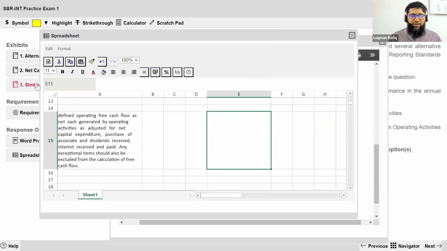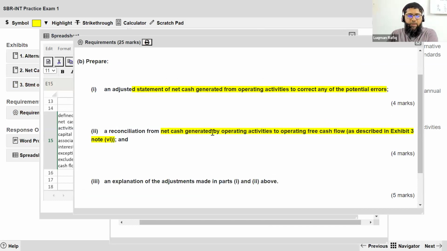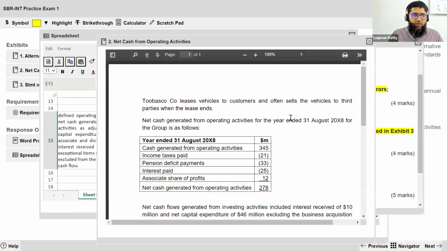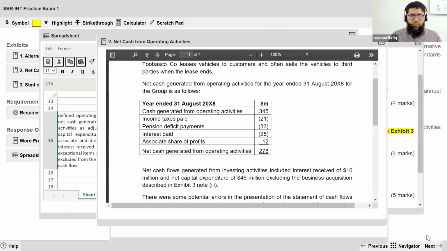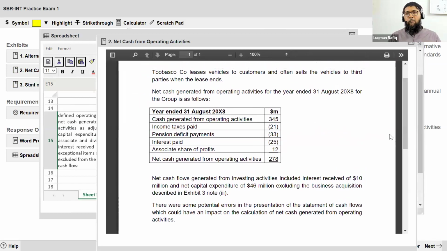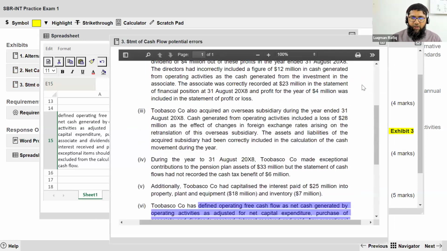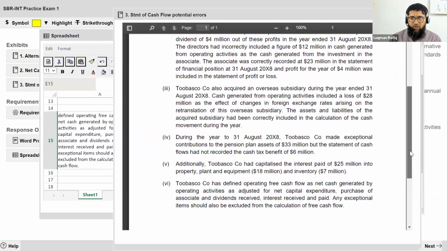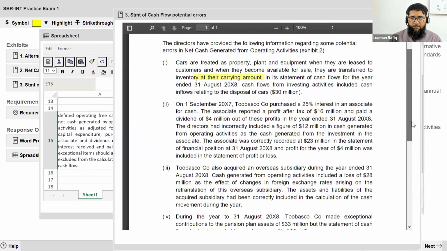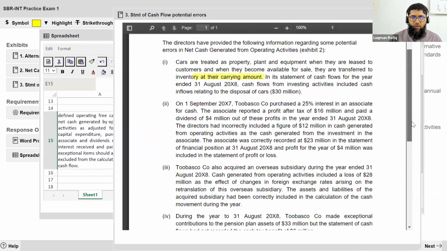Now what do you need to do? You need to actually perform a reconciliation from the net cash generated by operating activities to operating free cash flows as described in Exhibit 3. So this is here. Can you take a screenshot of this, please? This page also, this here. This, and now this.